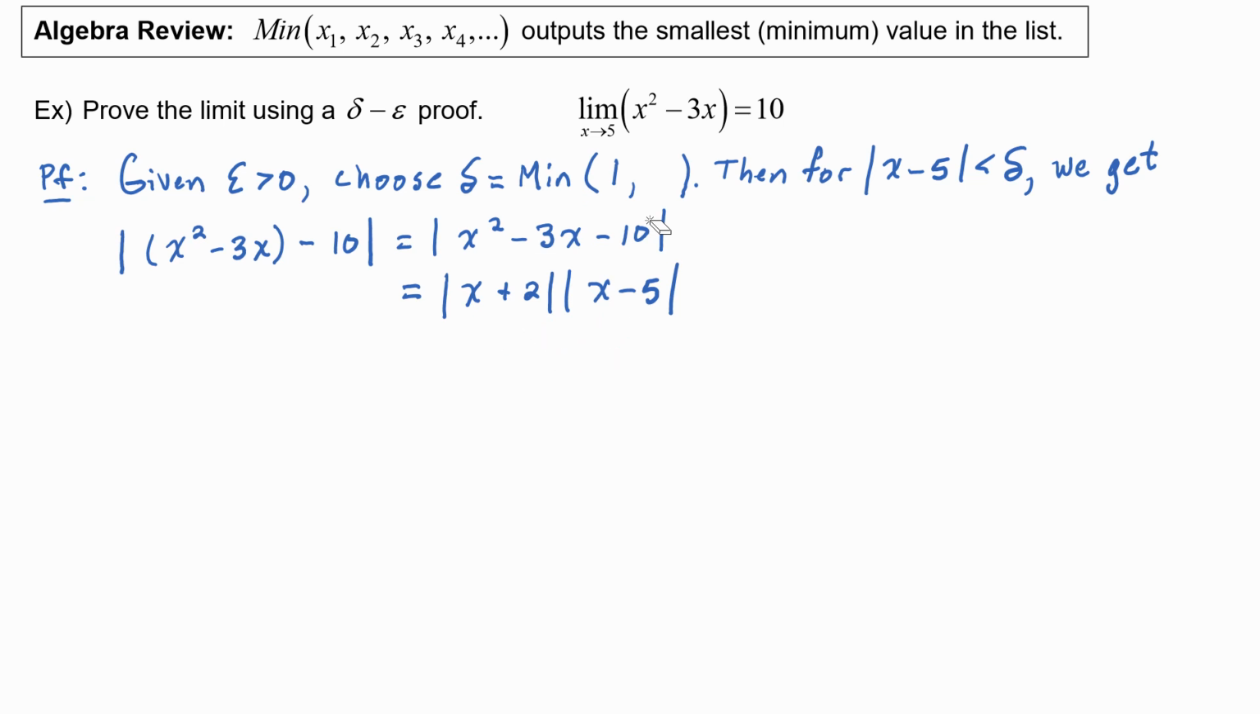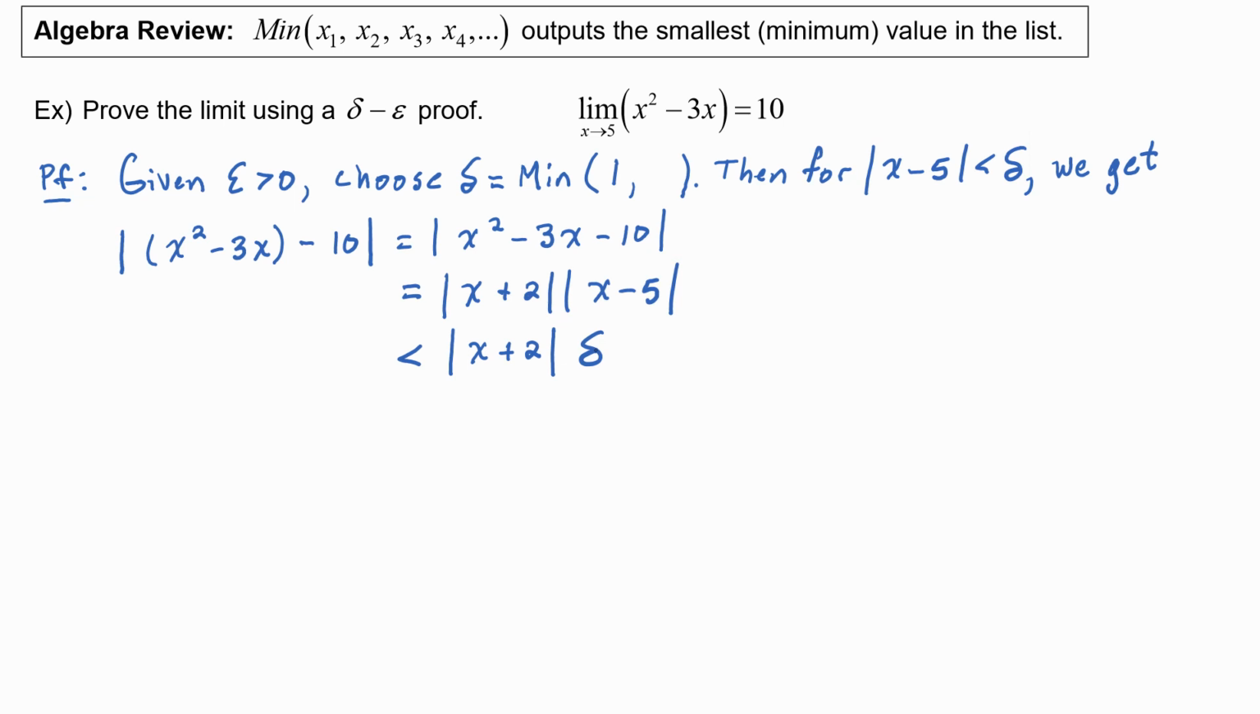Now here, notice we don't have any constant terms. We have this absolute value of x plus 2, which we have no idea what that's going to be, and we have the absolute value of x minus 5, which we definitely know is going to be less than delta. So then we can say that this expression will be less than the absolute value of x plus 2 times delta.